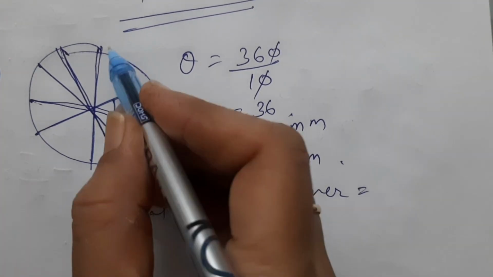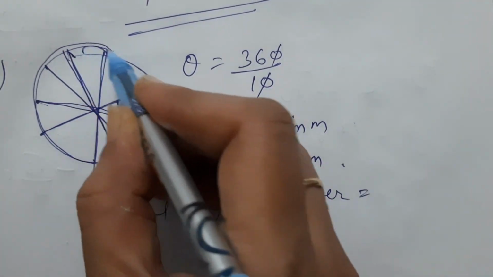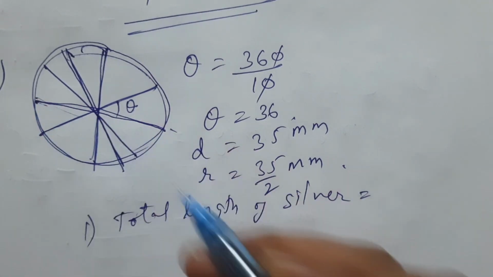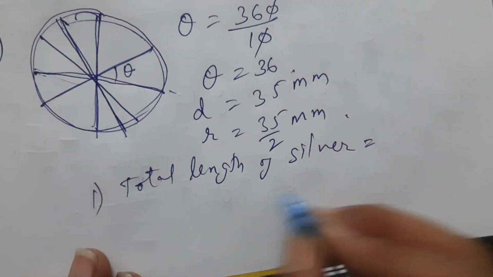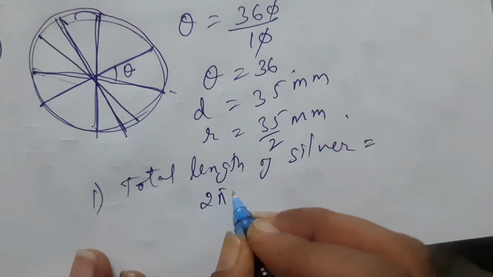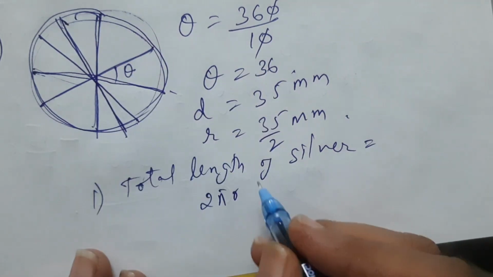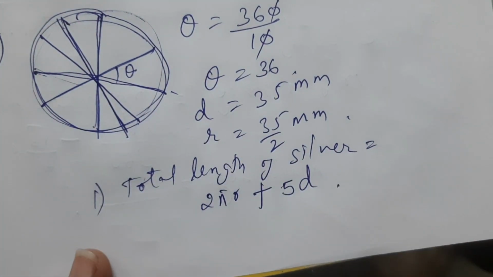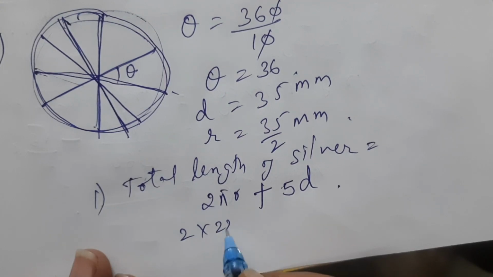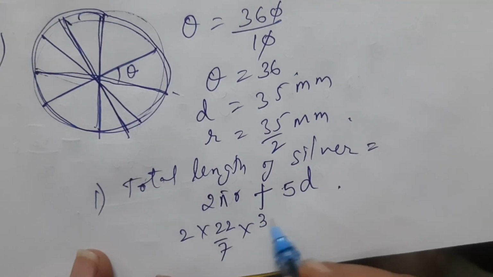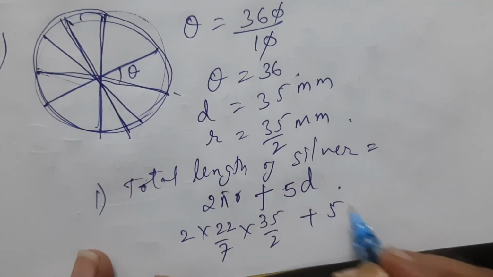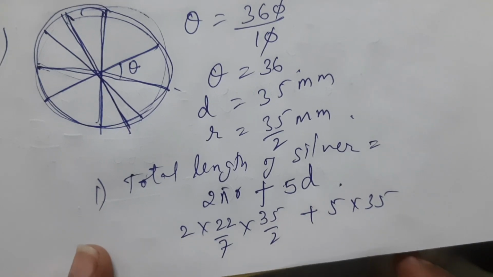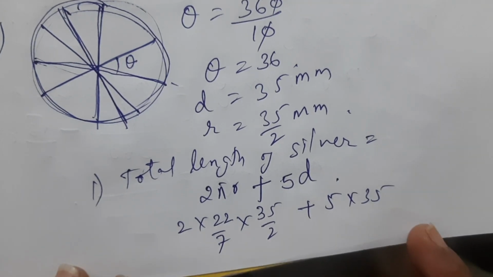So it is silver wire is kept at the circumference also and along 5 diameters. So length of the wire will be 2 pi r for the circumference, and for 5 diameters 5 multiplied by diameter. Now 2 multiplied by 22 by 7, radius is 35 by 2 plus 5 multiplied by 35. So I want everyone to complete the calculation on your own. I am leaving here to make the video a little smaller.